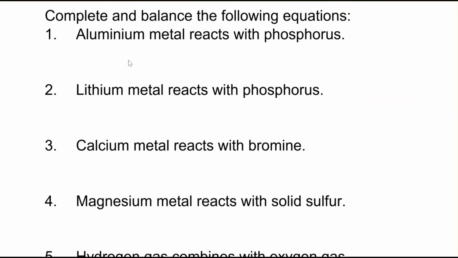We're going to try one more chemical reaction. So aluminium metal reacts with phosphorus, and it's going to make, what do you think? Aluminum is a metal, phosphorus is a nonmetal. It's going to make aluminium phosphide, right? That's what we're going to make. So let's try and do this chemical reaction.